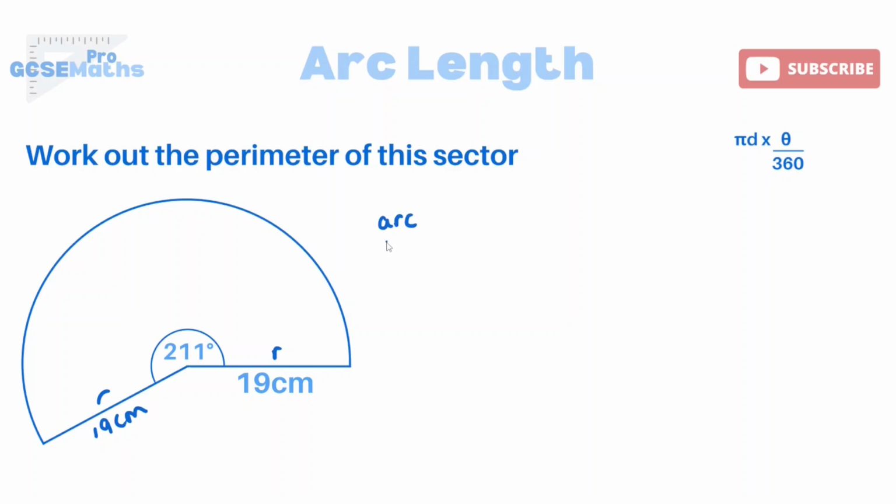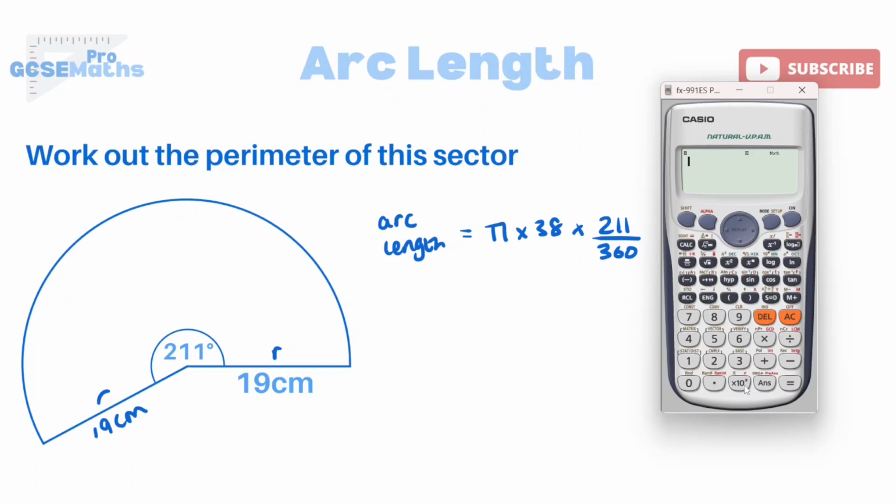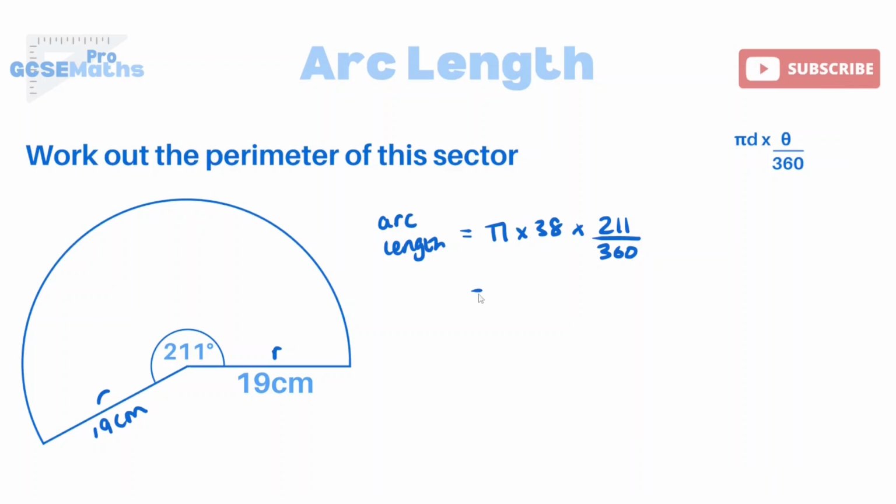So first of all, let's do the arc length. Same formula as before. Pi times the diameter, which I know is 38, because 2 times 19 is 38, times by the angle, 211 over 360. So pi times 38 times 211 over 360, which gives me roughly 69.97. Just going to write down a couple of the decimal places there. Okay, so that's the arc length. That's just this curved bit.